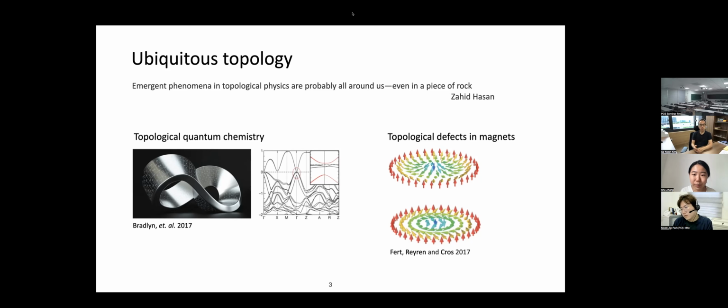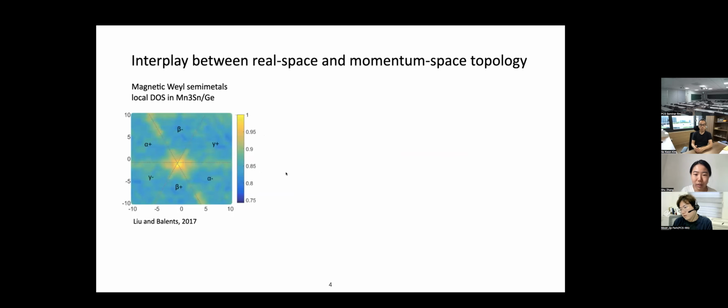Because topology is so generally existing, it is very likely that this real space topology and momentum space topology can coexist in one system. And when they coexist, they might interplay with each other. And I will give a few examples of systems where this happens.